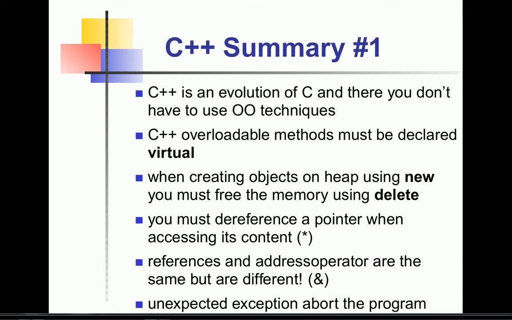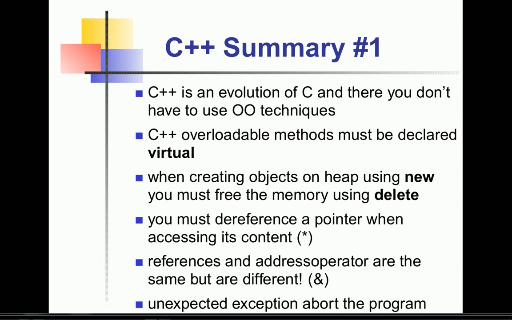Let us recap what we have been talking about so far on the topic of C++. C++ is an evolution of the C programming language, and you don't have to use object-oriented techniques. They're in essence optional. C++ overloadable methods must be declared virtual, else you will not be able to have a polymorphic function in the child class.